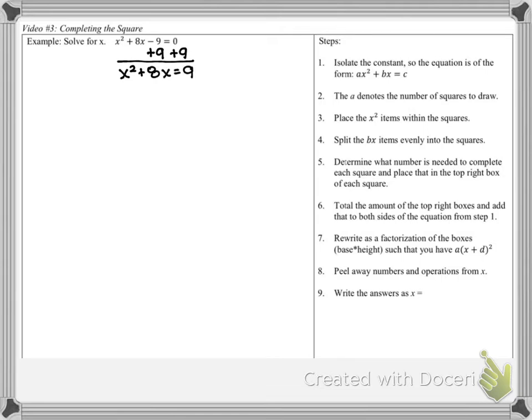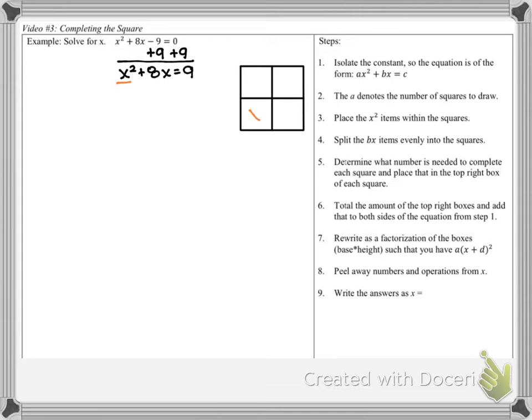So from here, we're now going to start building our square. Remember that we are building a square, not necessarily a rectangle this time. So we want the dimensions to be exactly the same. I'm going to take the first term, that is the x squared. The coefficient on the x squared itself, this 1, tells me how many of these squares I'm going to need to build. In this case, I only have to build one x squared.